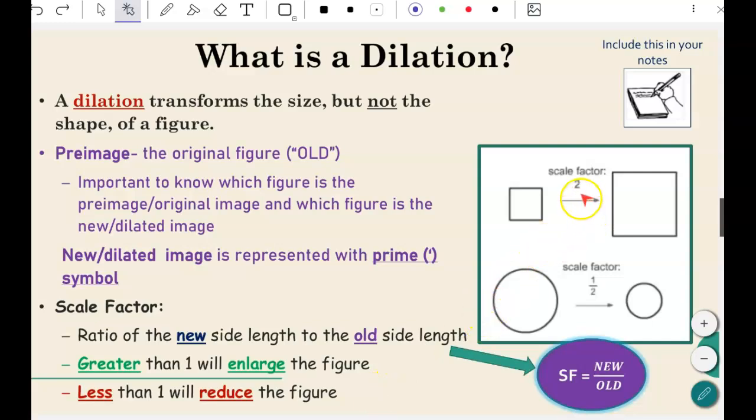So here's a scale factor of 2. This is our original one. Scale factor of 2 makes it larger. The image is the same shape, just different size now. So this circle, when it's a scale factor of 1/2, that's less than 1, becomes smaller.